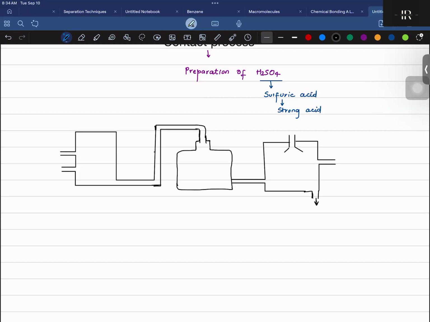So basically, first of all, I am going to provide the sulfur that is solid, and dry air. Basically, this is a furnace.